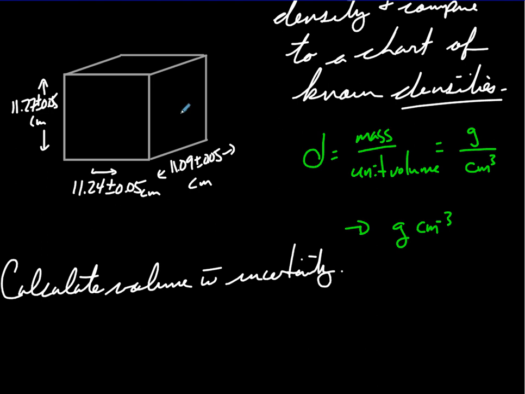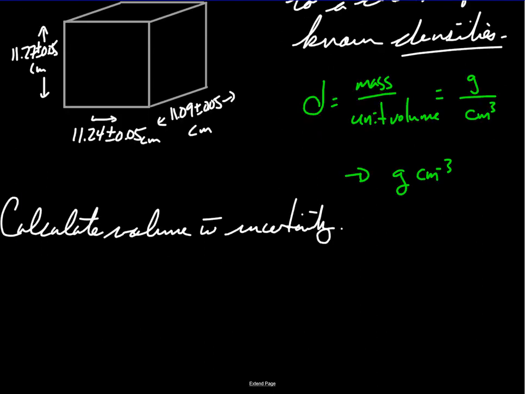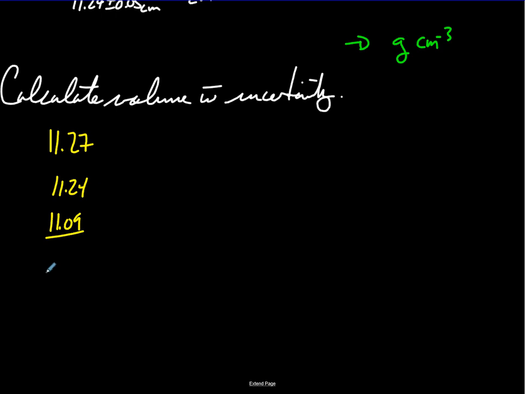Okay, pause for a second. All right, so 11.27, we'll start with that one. We've got 11.24 and 11.09. So first step is to multiply all those things together. And what will we get? So I get 1404.823532 centimeters cubed. Okay, clearly there's too many significant digits here.